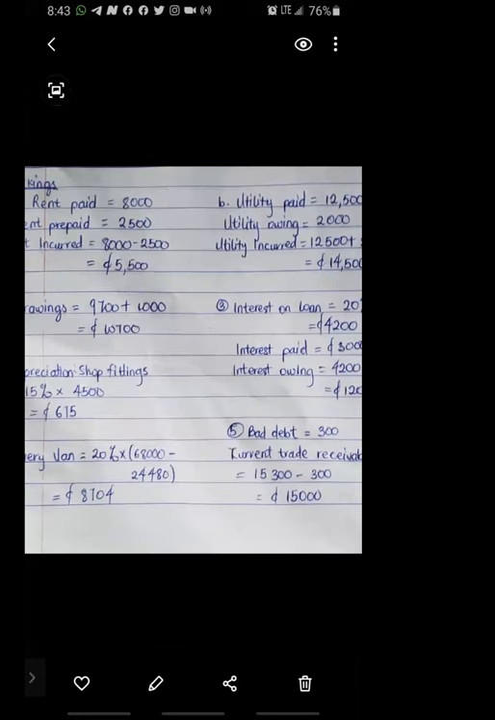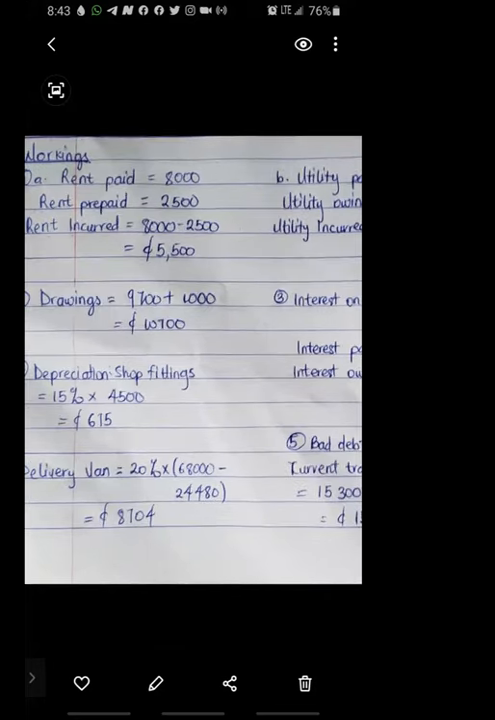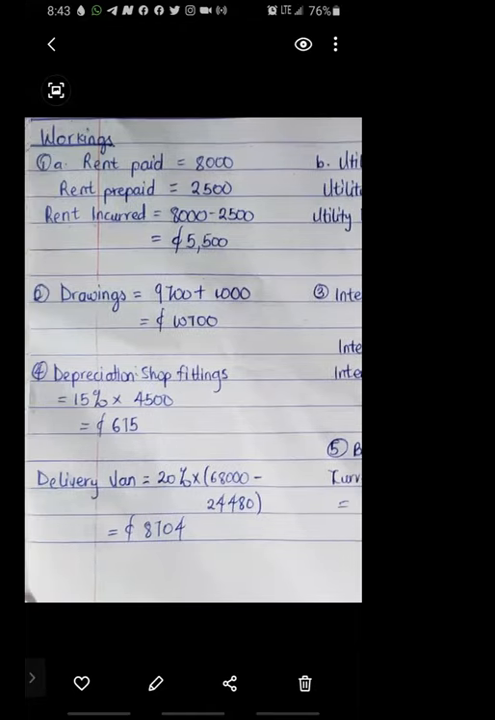So we're first working from the question. They talked about rent prepaid and the actual rent paid in the question, that's in the trial balance. Additional information one was about closing inventory.